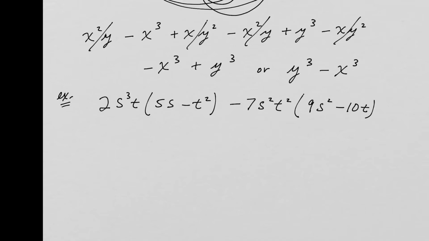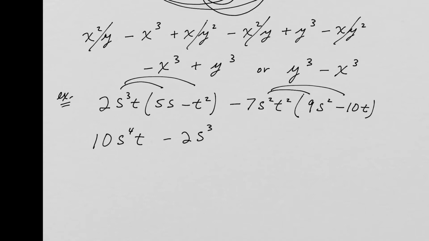Okay, so what I need to do is I need to distribute in the 2s cubed t and the negative 7s squared t squared, right? I need to multiply this in by both terms. So what is 2s cubed t times 5s? Well, 2 times 5 is 10. S cubed times s is s to the 4th, and I still have a t there, right? So I have to write down that t. Now, 2s cubed t times negative t squared. Well, 2 times negative 1 is negative 2. S cubed, but does not multiply by anything else, times 1, so it's just s cubed. And then t times t squared is t cubed.